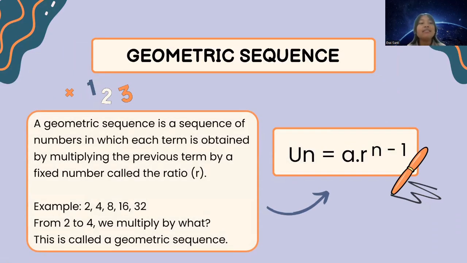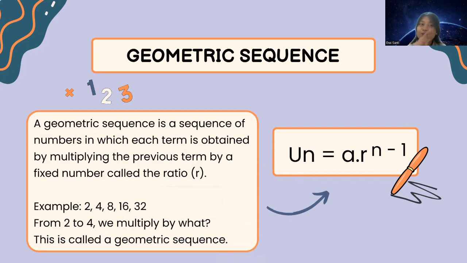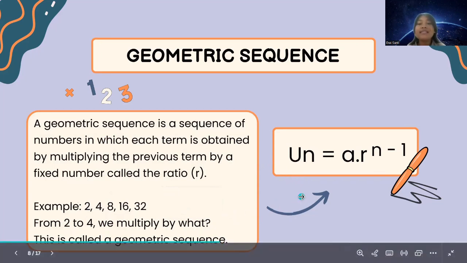Next, geometric sequence. A geometric sequence is a sequence of numbers in which a term is obtained by multiplying the previous term by a fixed number called the common ratio. Example: 2, 4, 8, 16, and 32. From 2 to 4, we multiply by what? Good, multiplying by 2. This is called a geometric sequence.